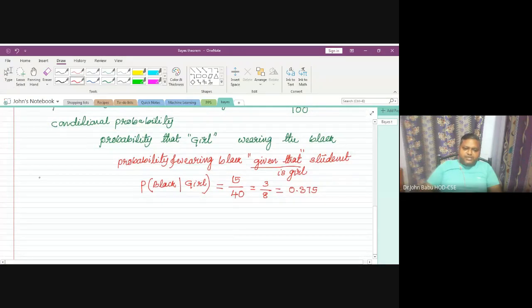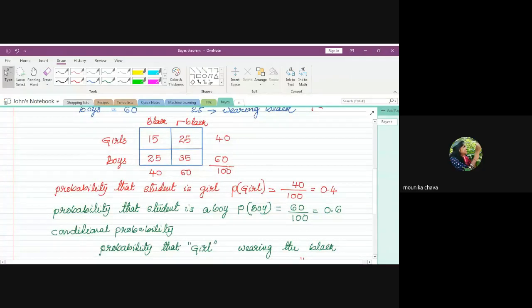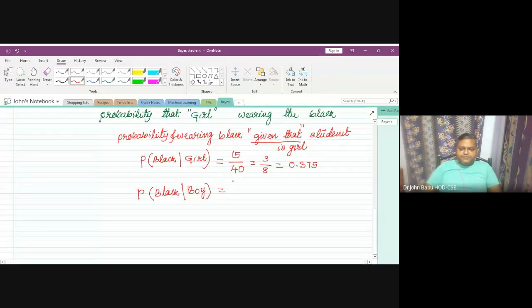Similarly, the probability of wearing black, given that the student is a boy, is how many? 25 by 60, which is 5 by 12, and the probability is 0.4166.